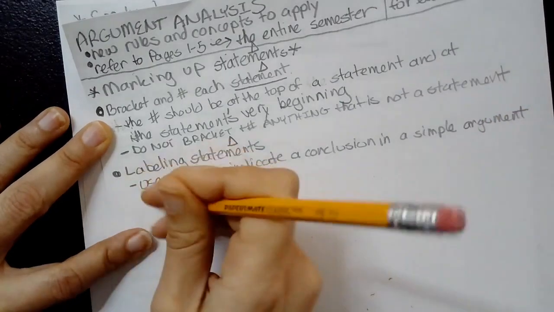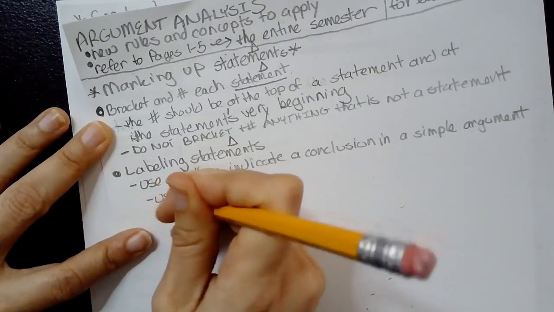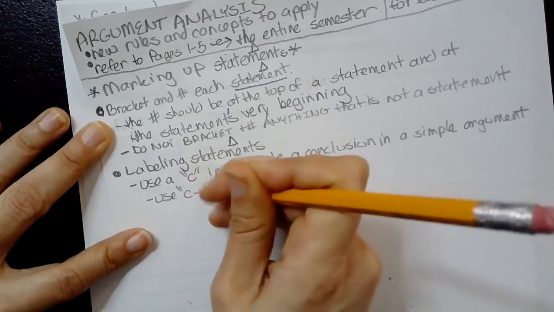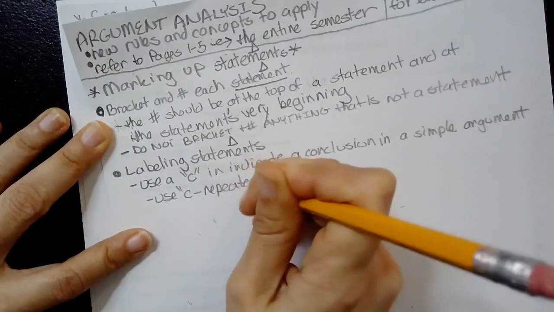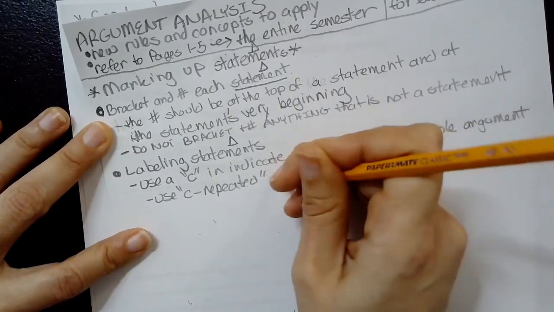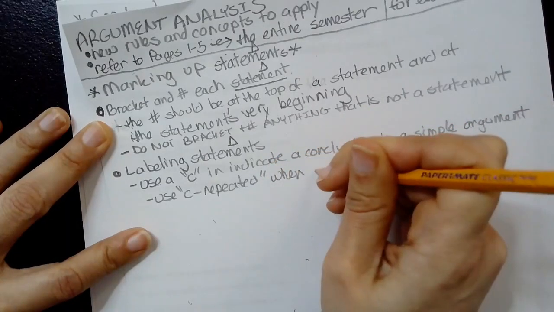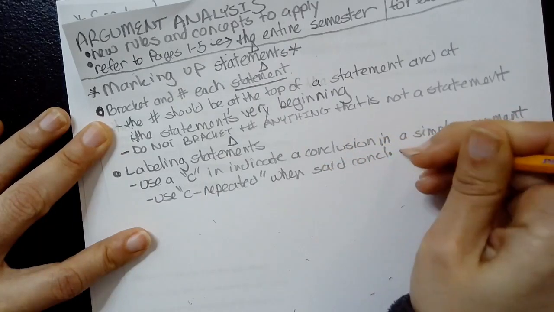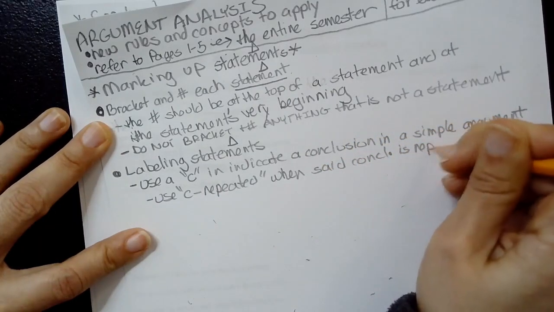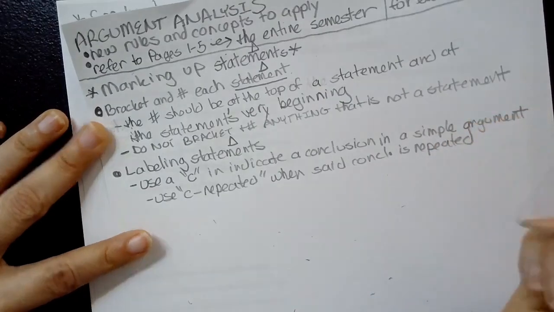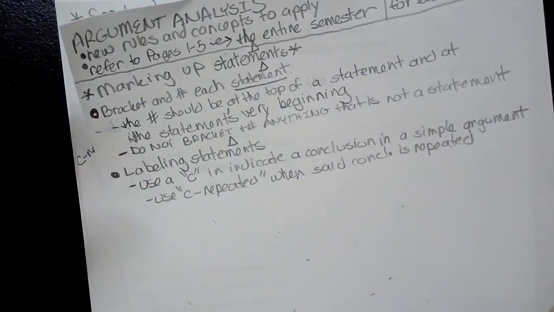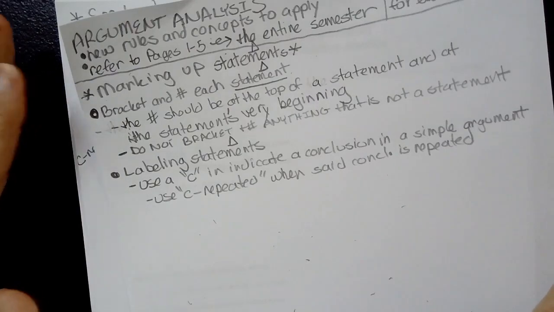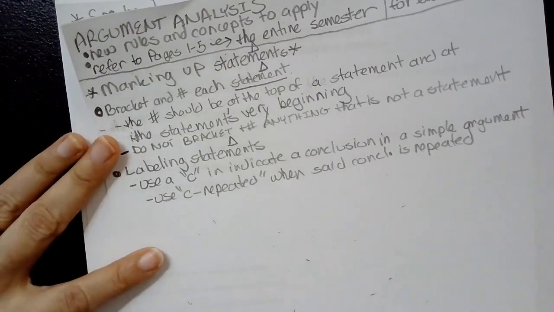Okay. Use C repeated when said conclusion is repeated, even if it's more precise or it's more fuzzy. So in our example, the repeated conclusion is stated in a very general, fuzzy way. You don't even really know what it's about unless you've read statement 1. Okay.